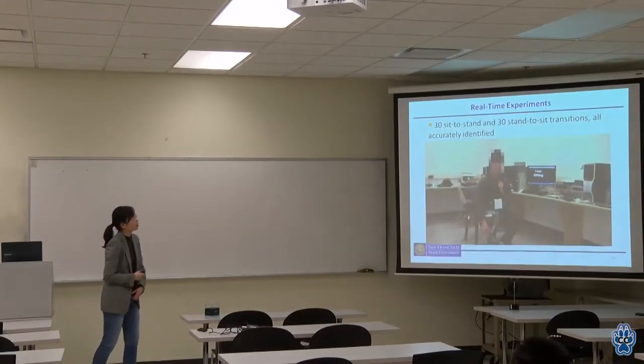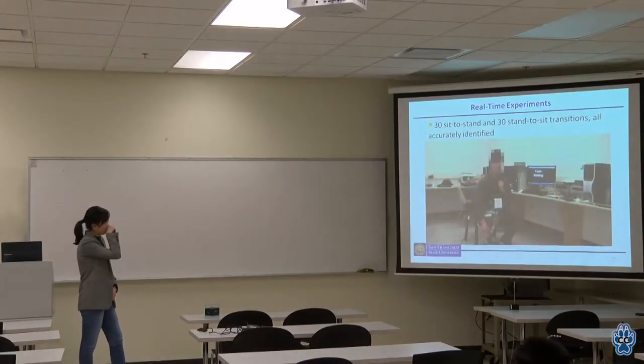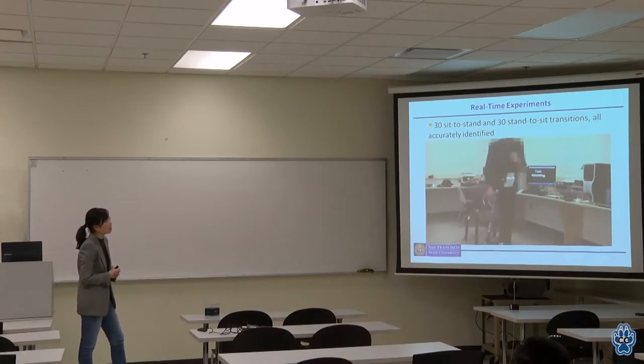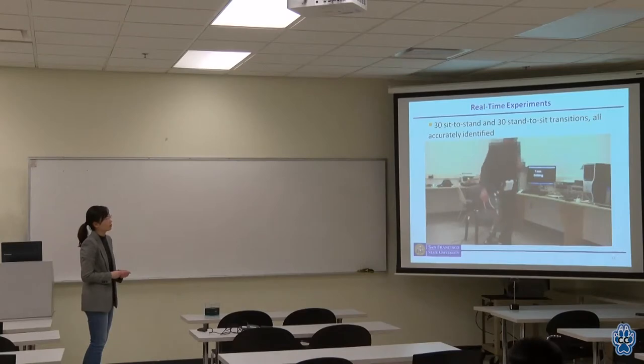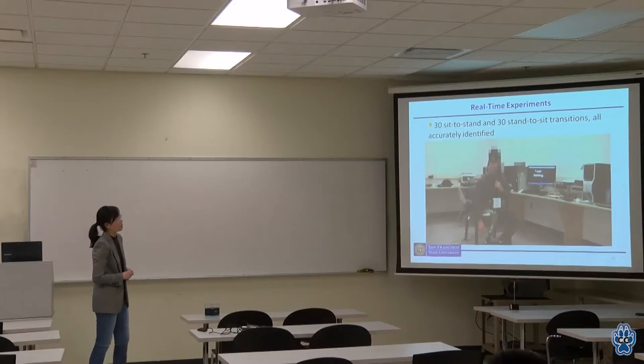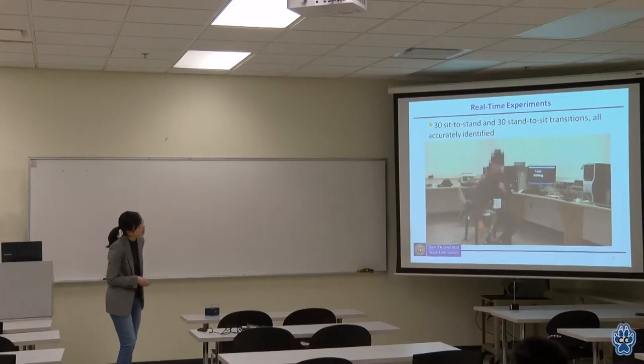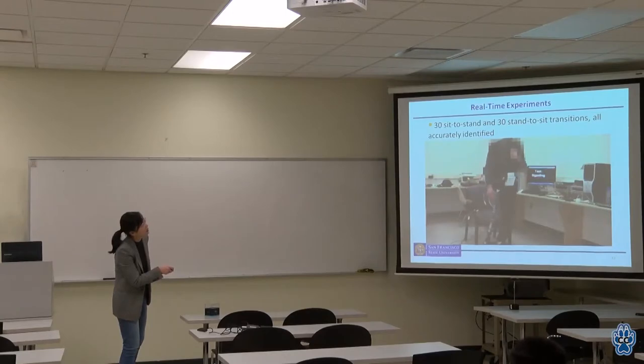So the next video shows a testing trial on an amputee subject, just to identify his intended transitions between sitting and standing. These are two simple and basic tasks for normal people, but they are so critical in our daily life. So this is just a trial testing the accuracy of the system for sitting and standing. It's hard to see, but this is standing, so it's just longer and shorter.